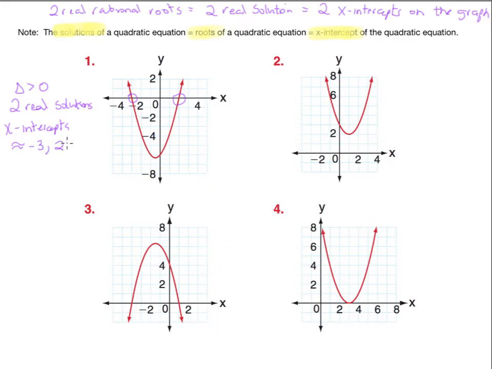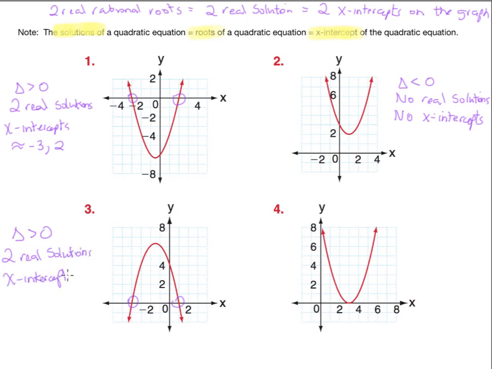We're going to determine the discriminant in example 2. Since it has no x-intercepts, we know that there are no real solutions to this problem. Therefore, the discriminant must be less than 0. And that means there's no x-intercepts to the graph. In example 3, we intersect the x-axis twice, so that means our discriminant must be positive. And there are 2 real solutions or 2 real roots, and those roots or x-intercepts are approximately negative 4 and 1.